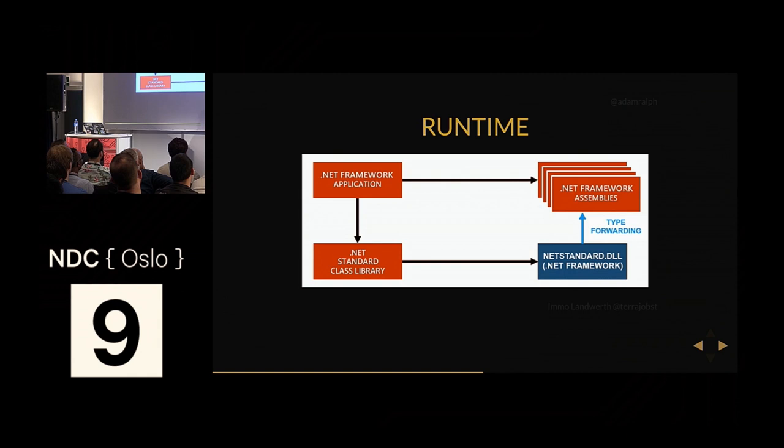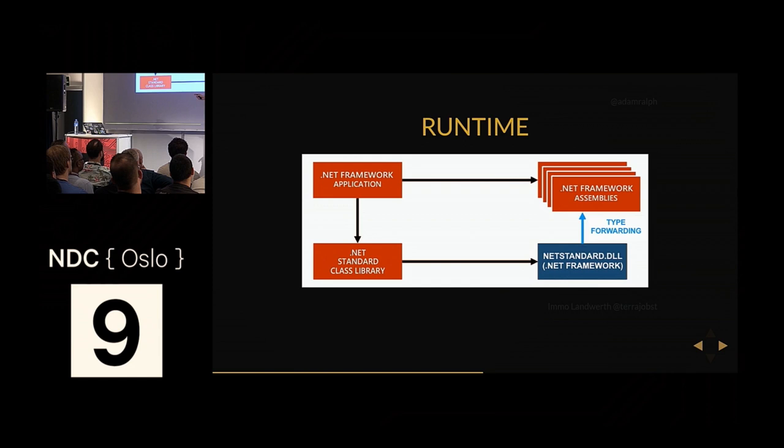Type forwarding's been around for a very long time, I think since .NET 1. And type forwarding is a way for an assembly to say, hey, I've got this object. And when the runtime goes to that assembly and says, all right, tell me about that object, it says, oh, no, actually, it's in this assembly over here. It's as simple as that.